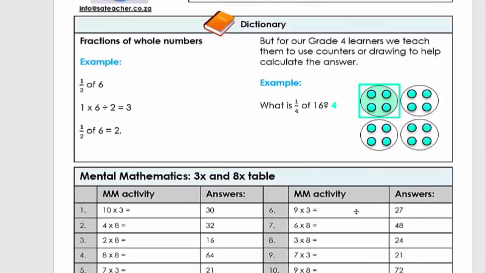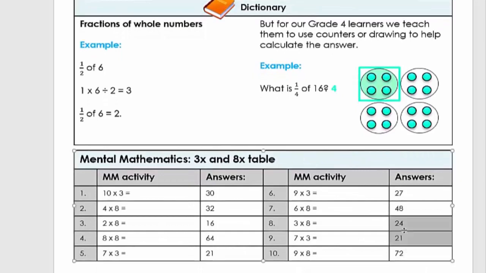Okay, it's time to get the learners so we can quickly do our mental maths for today. We focus on the 3 and the 8 times table. The learners are quickly going to do these 10 questions, and then you're going to pause and we will come back and reveal. Welcome back. So we revealed the answers. You can quickly mark and check if you are right.